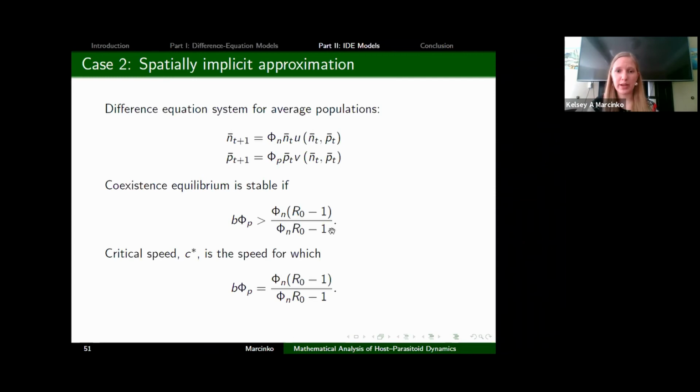I'll note at this point that these phi values here are based on the choice of what kernel you're using, and as a reminder, the kernel is evaluated at x plus c minus y. So the speed actually is hidden in these equations inside the phi function. So c determines these phis, and we're looking for the c for which this equality is satisfied.